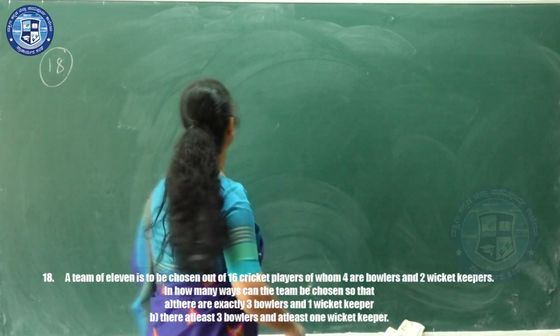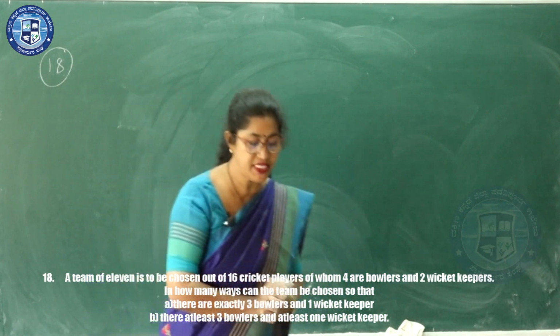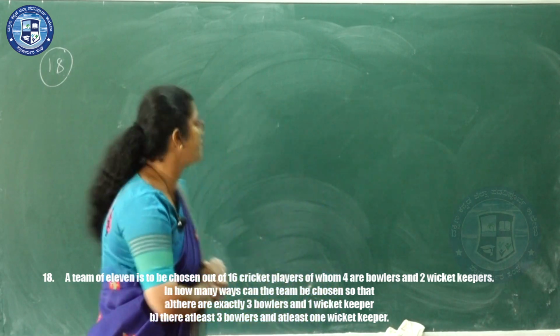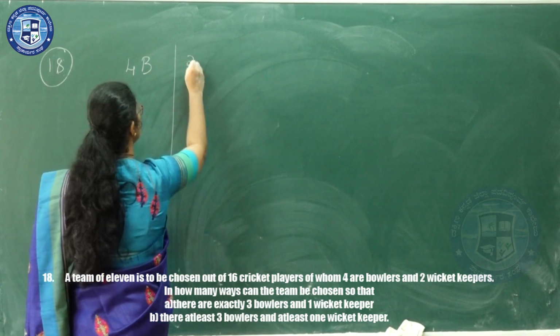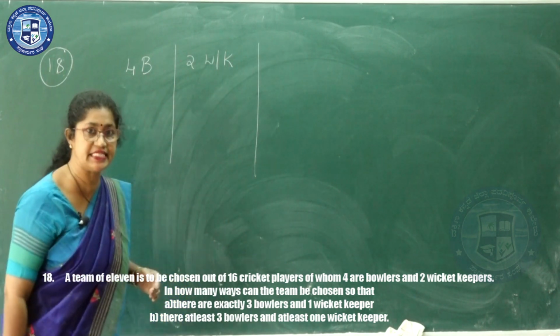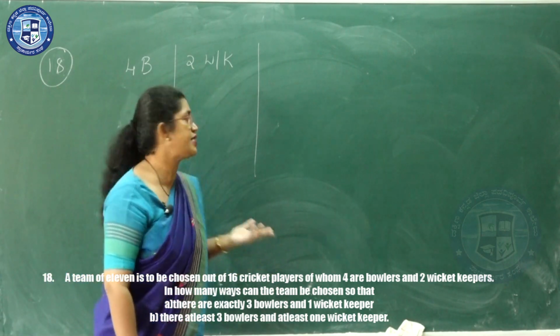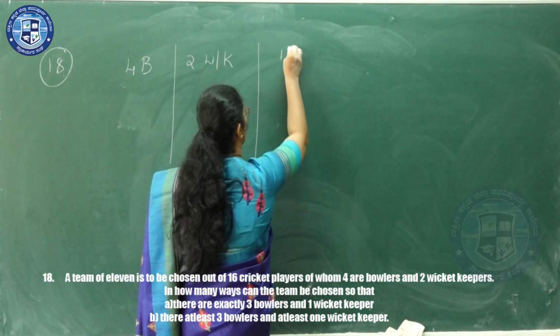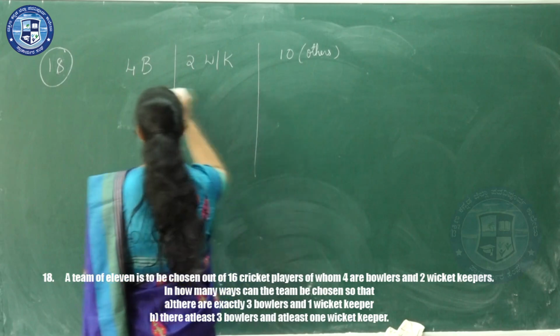We shall see what is given to us. We have a total of 16 players. Out of them, 4 are bowlers and 2 are wicket keepers. So, remaining are 10. 10 could be batsmen, all-rounders, whatever it is. So, let us write it as 10 is others.